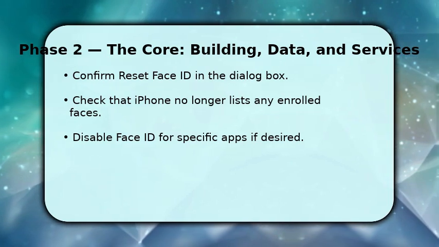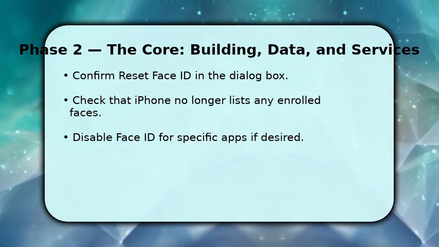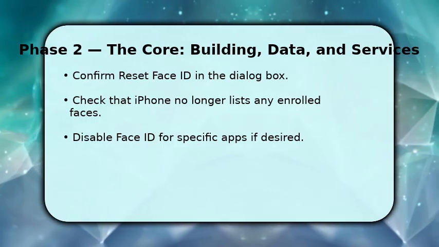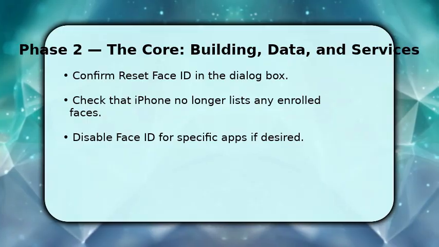If you only want partial disablement, toggle off Face ID for iPhone Unlock, Apple Pay, password autofill, and apps individually. Doing that gives you control over what remains protected versus fully disabling biometric access on the device.